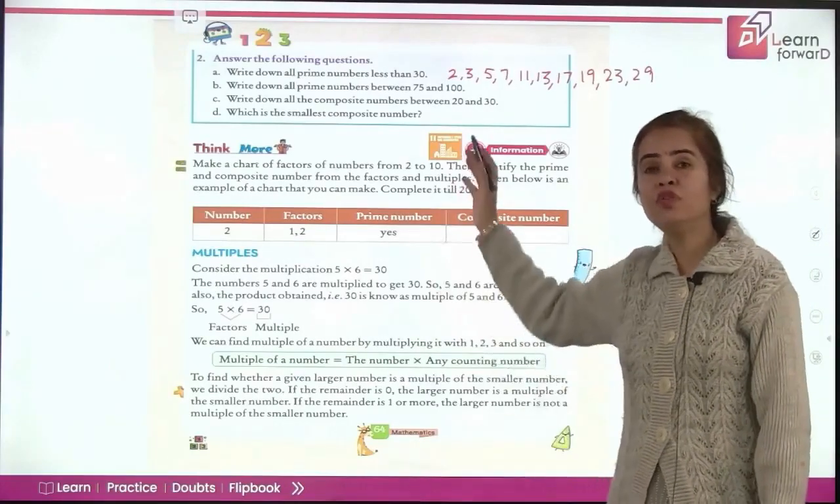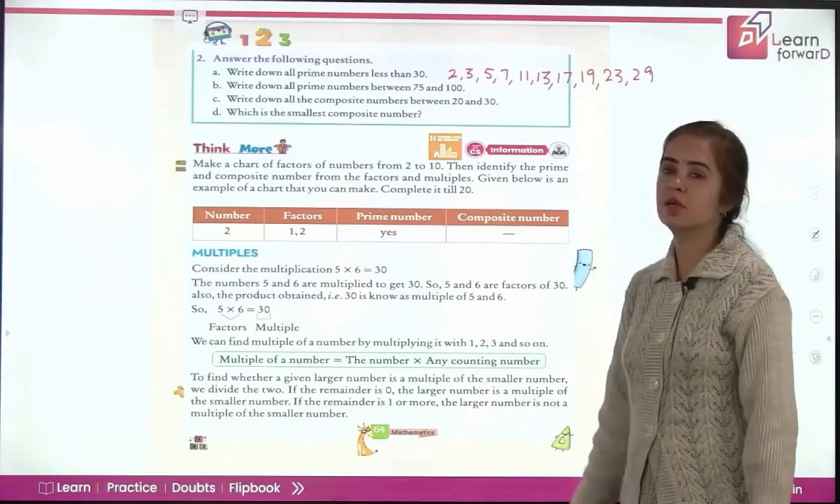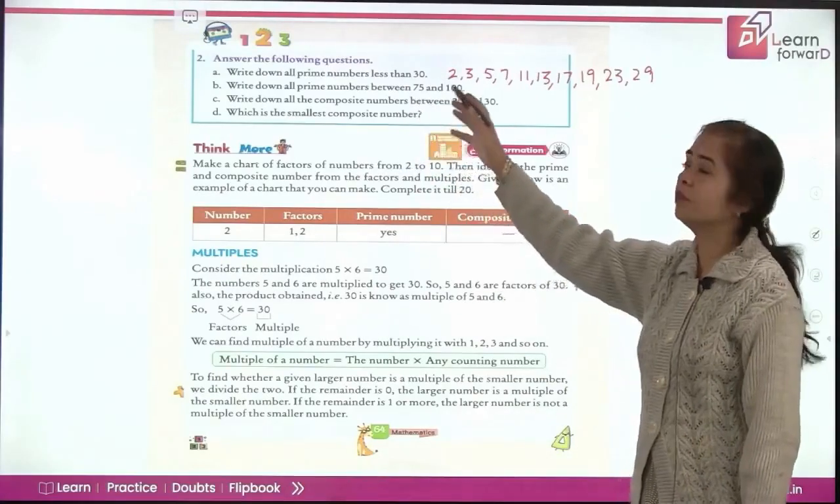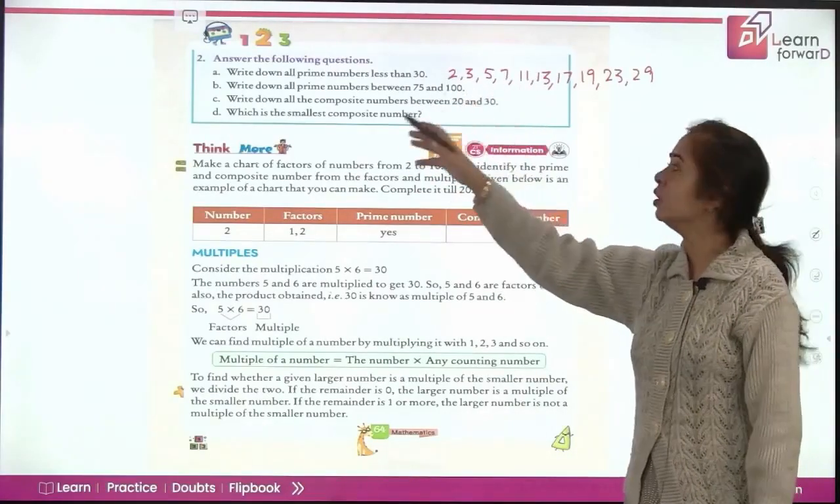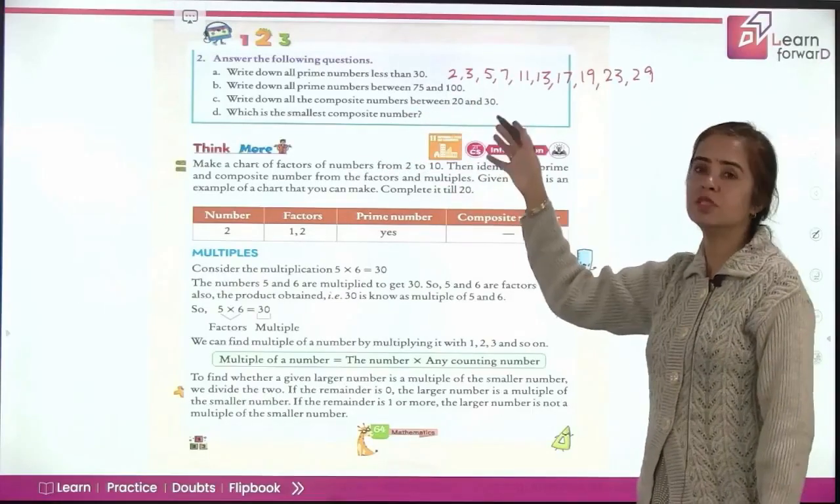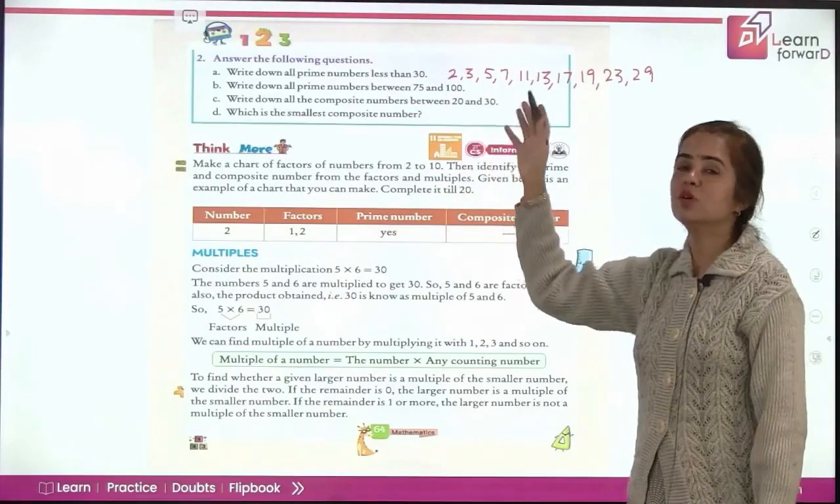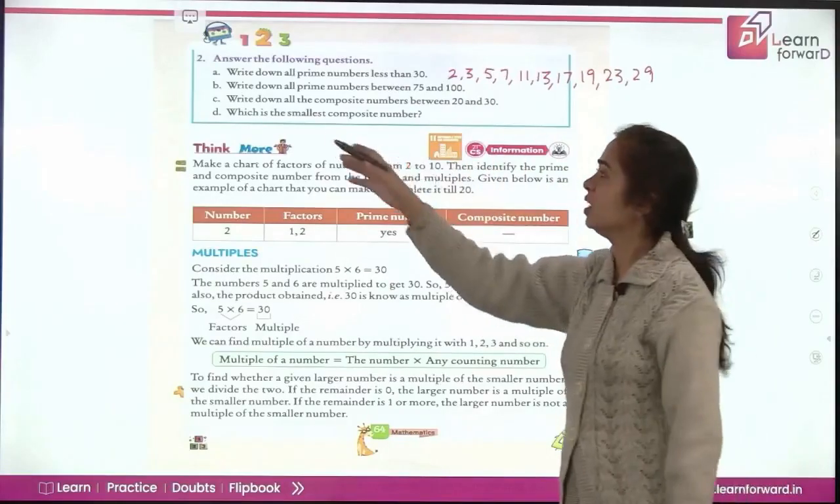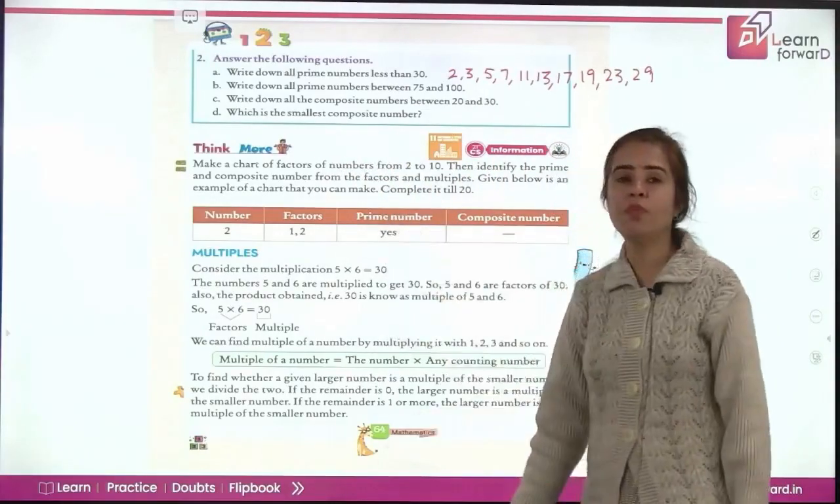So you will be checking for each of these numbers. Now next is, write down all prime numbers between 75 and 100. Write down all composite numbers between 20 and 30. So leave the prime numbers, write down the remaining numbers. Which is the smallest composite number?